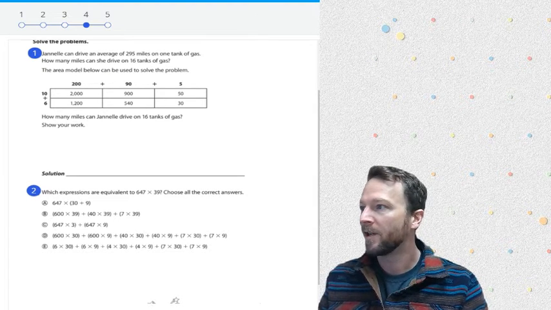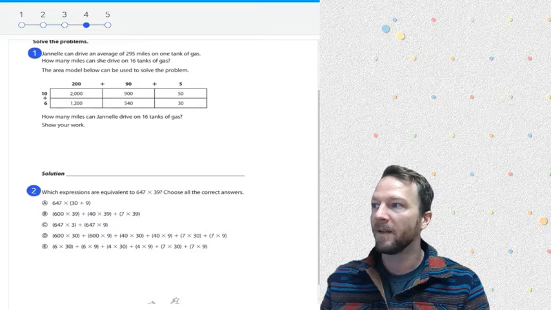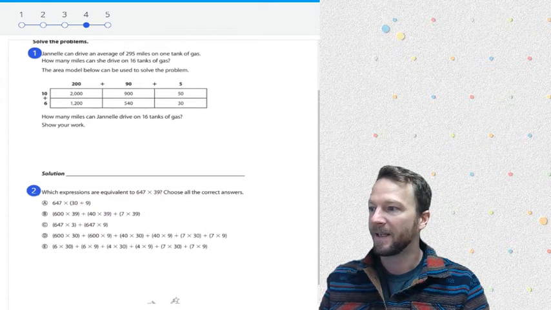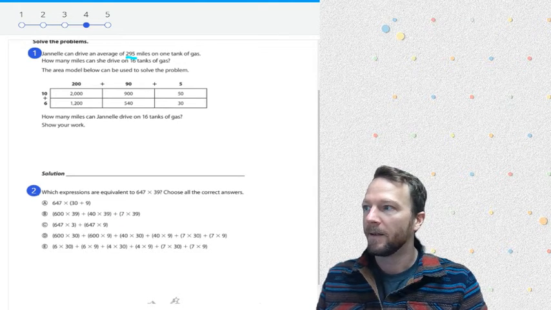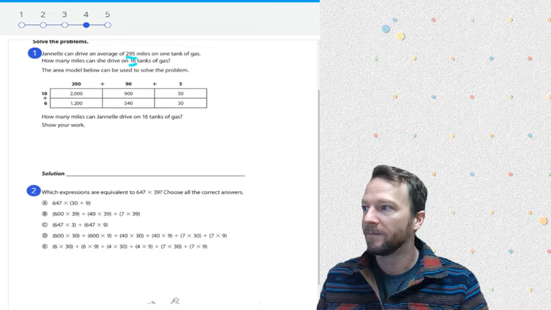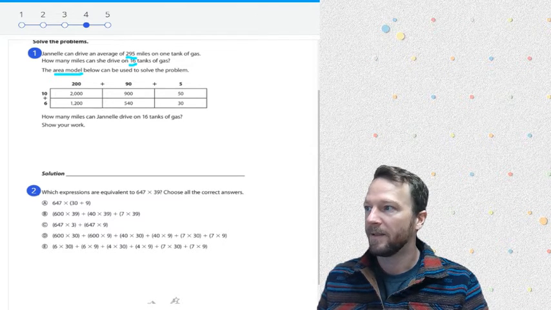Number 1, Janelle can drive an average of 295 miles on 1 tank of gas. How many miles can she drive on 16 tanks? So it's 295 times 16, right? So they broke 295 and 16 to do the area model. So 290 and 5 times 10 and 6 for 16.